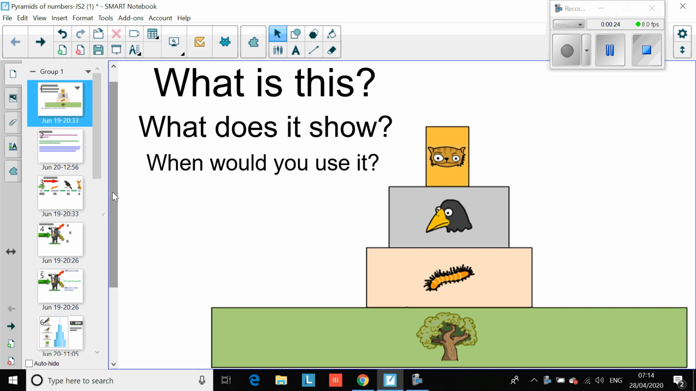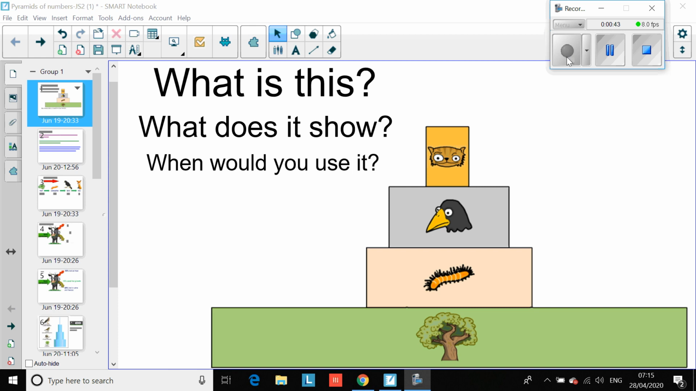What is this? What does it show? And when would you use it? Okay, so you can pause the video quickly, quickly copy that up, and then try and answer those three questions just next to it. Make a little bit of room for that. Okay, off you go, please.